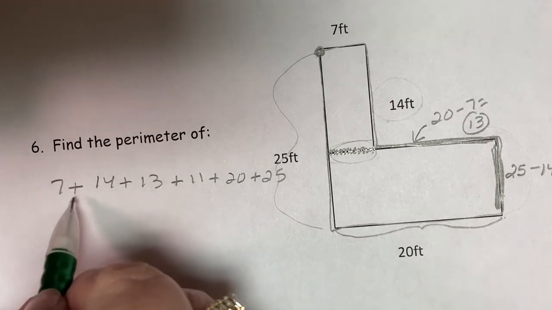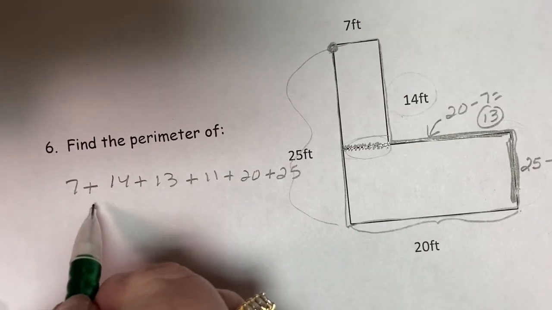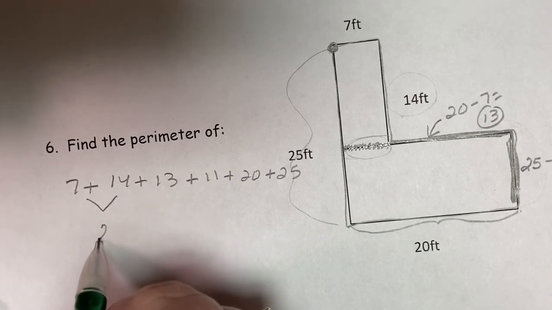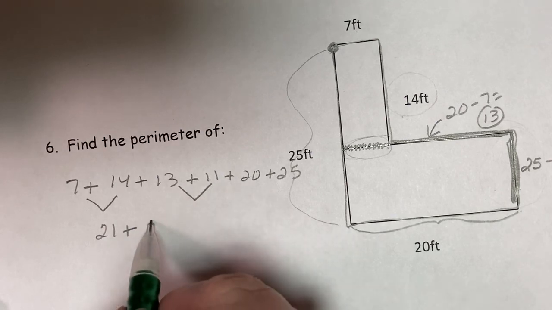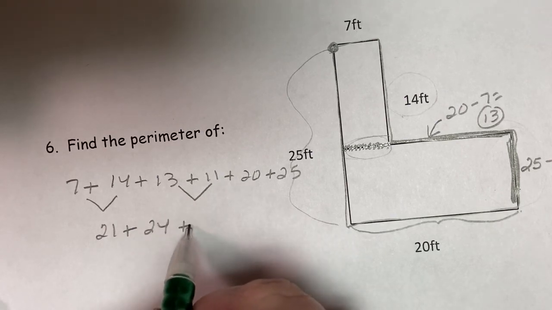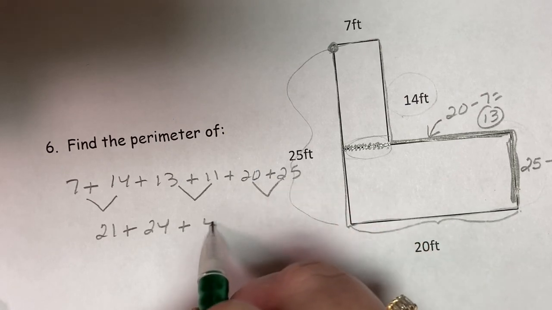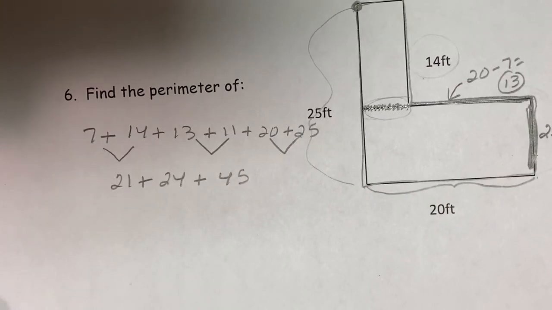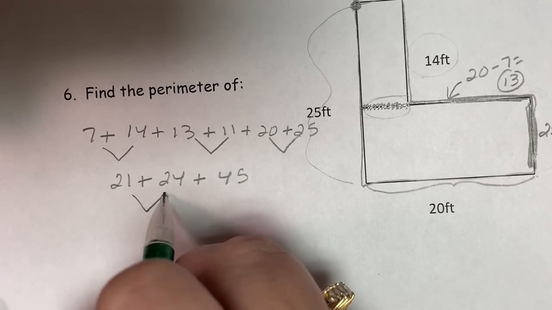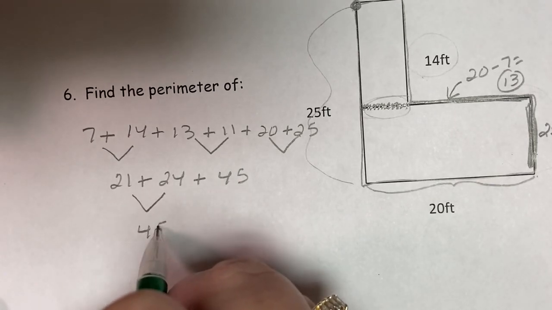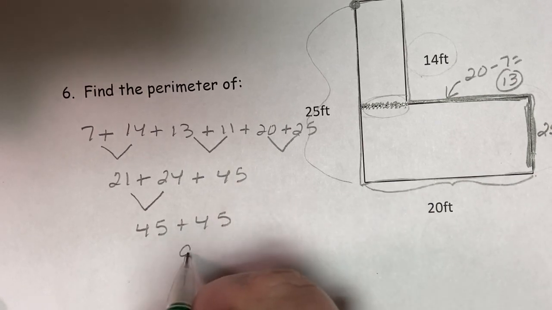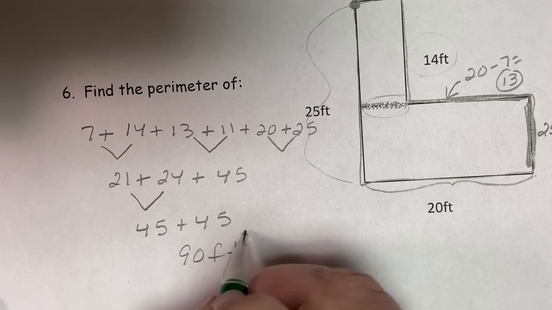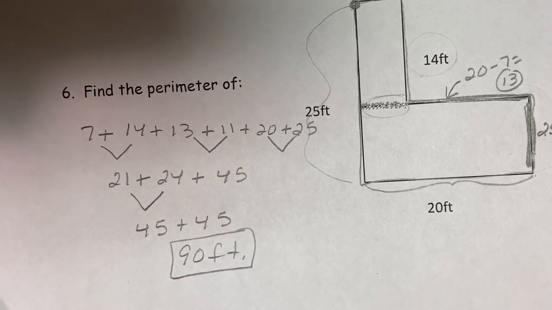That's okay. So let's see, if I just kind of group them together. If I add 7 plus 14, that's going to be 21. If I add 13 and 11, that's going to be 24. And if I add 20 and 25, that's going to be 45. So now if I add 21 and 24, that's going to be 45. And 45 plus 45 is 90 feet. And that is the perimeter of that figure. And there we're done with 1.3.